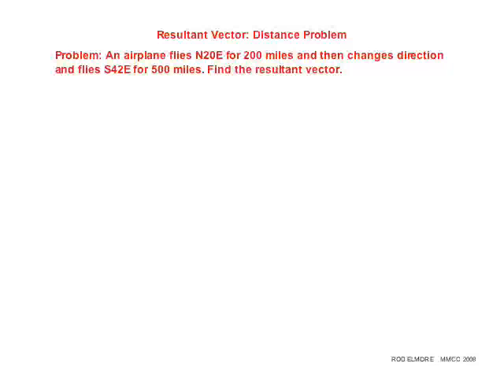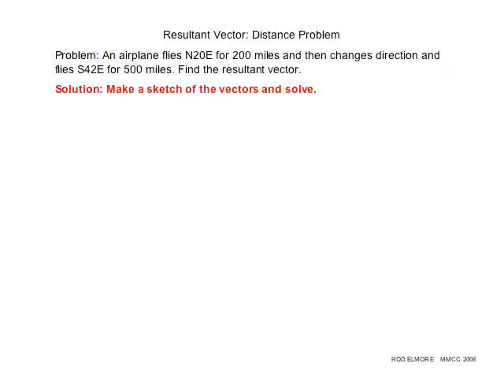Resultant vector distance problem. Problem: an airplane flies north 20 degrees east for 200 miles and then changes direction and flies south 42 degrees east for 500 miles. Find the resultant vector. So when you find the resultant vector, we're going to want magnitude and direction. Solution: make a sketch of the vectors and solve.